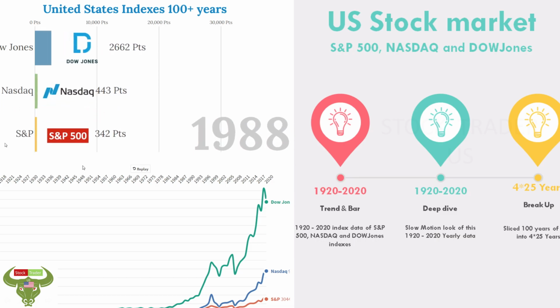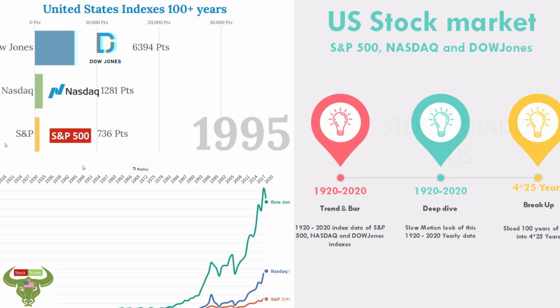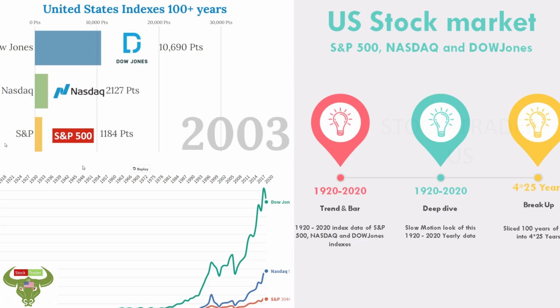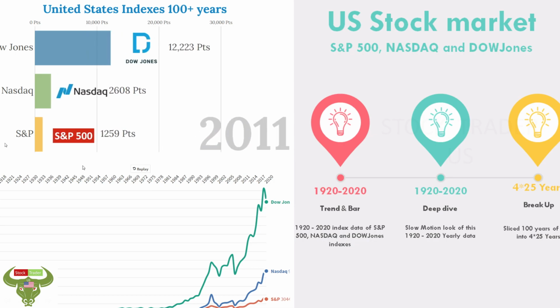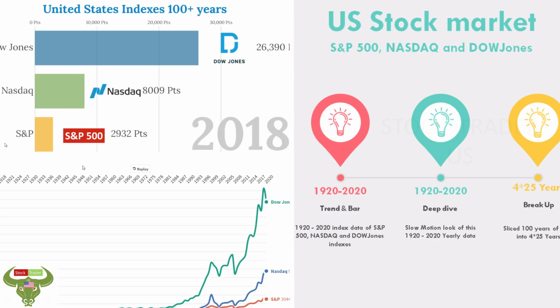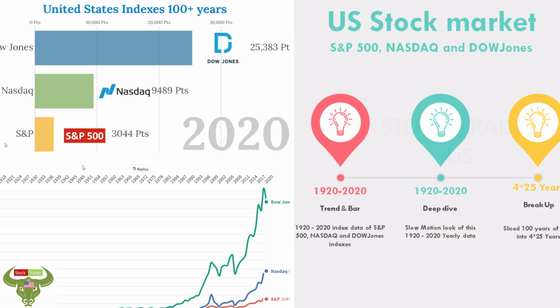This video comprises of: 1. Yearly 1920 to 2020 index data of S&P 500, NASDAQ and Dow Jones indexes. 2. Deep dive slow motion look of this 1920 to 2020 yearly data. 3. We further sliced 100 years of data into 4 times 25 years of data for easy understanding. Let's get into the video.